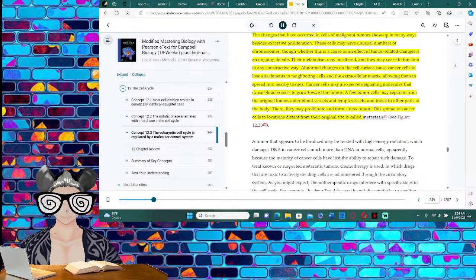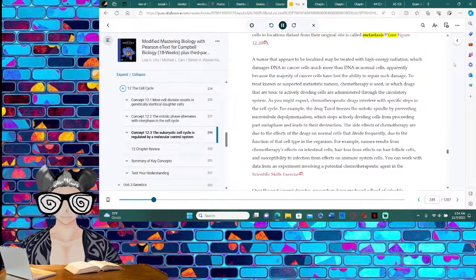Cancer cells may also secrete signaling molecules that cause blood vessels to grow toward the tumor. A few tumor cells may separate from the original tumor, enter blood vessels and lymph vessels, and travel to other parts of the body. There, they may proliferate and form a new tumor. This spread of cancer cells to locations distant from their original site is called metastasis. See Figure 12.20.